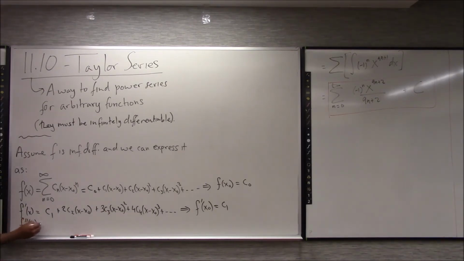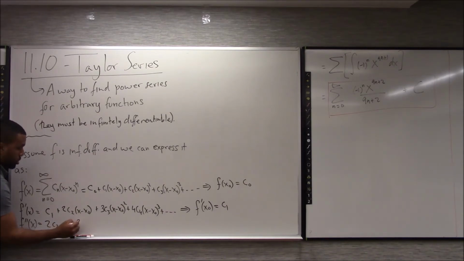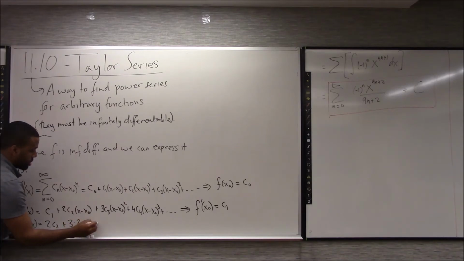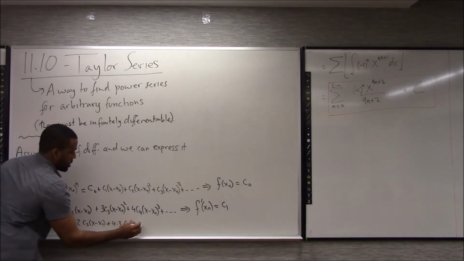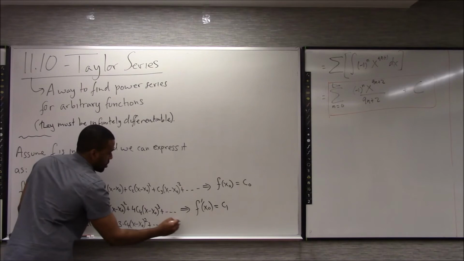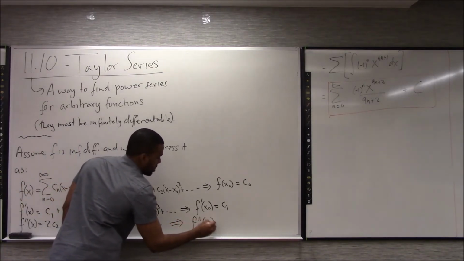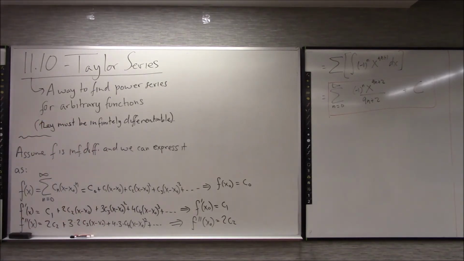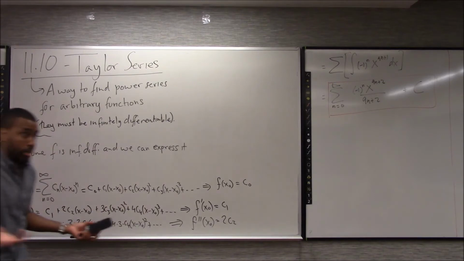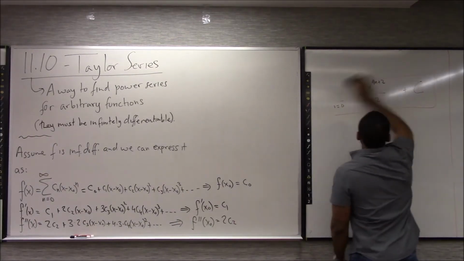F double prime, I'm going to differentiate this. The derivative of that is 0. The derivative of this is 2c2. The derivative of this is 3 times 2 c3 (x minus x naught) plus 4 times 3 times c4 (x minus x naught) squared plus and so on. Basically what this means is the second derivative evaluated at x naught is 2c2. So the third derivative is just going to be 3c3. Let's check to make sure. Don't want to jump to conclusions so quickly.